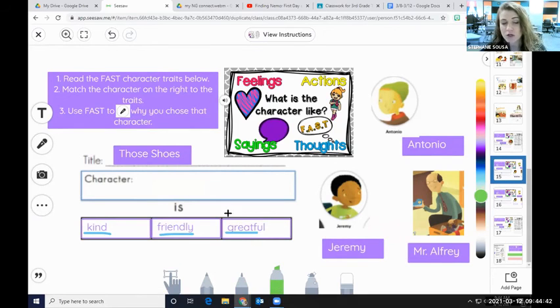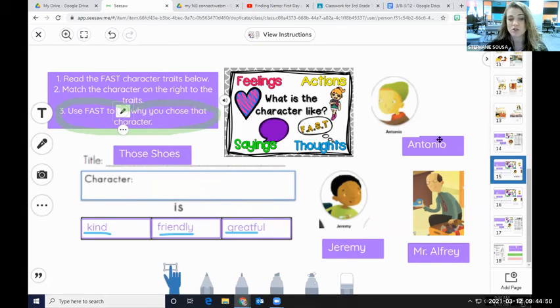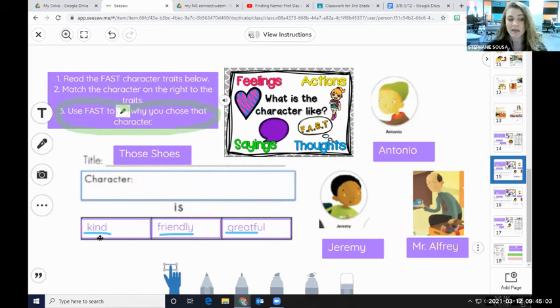Then here's where your real work is. Use FAST to record why you chose that character. Okay, if you just do this and then turn it in, I'm going to send it back to you because that shows me that you know how to move a slide. Congratulations. It does not show me that you understand character traits. So you're going to choose which character is kind, friendly, and grateful. And then you're going to record how you know it's that character.